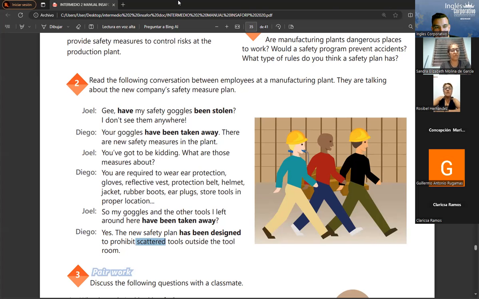Excellent. Now, I'm Joel and you are Diego. Ready? It says, gee, have my safety goggles been stolen? I don't see them anywhere. Goggles have been taken away. There are new safety measures in the plant. Okay, measures. You've got to be kidding. What are those measures about? You are required to wear ear protection, protective vest, helmet, rubber gloves, store tools in proper location.